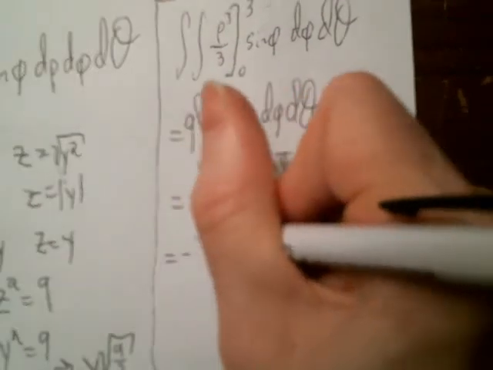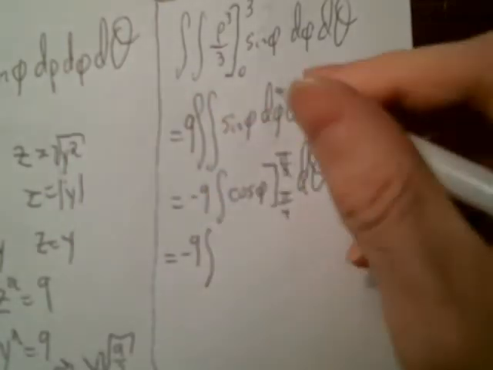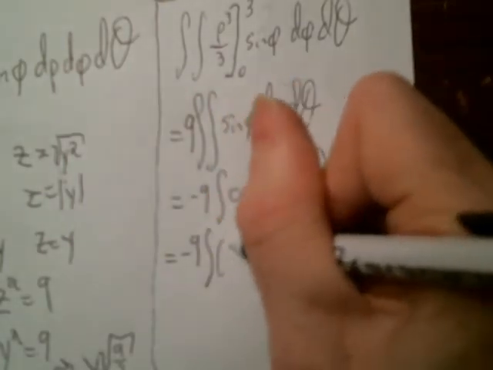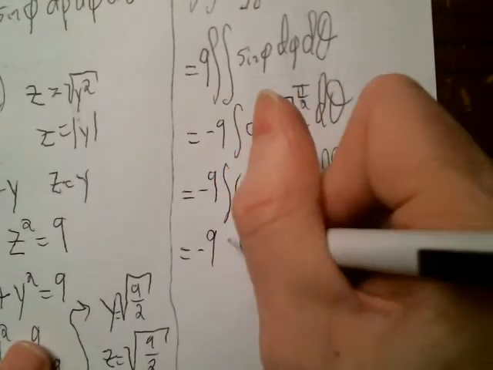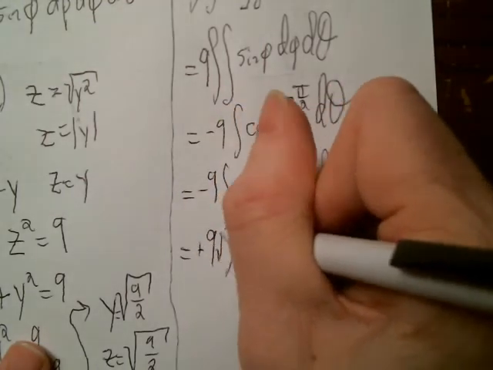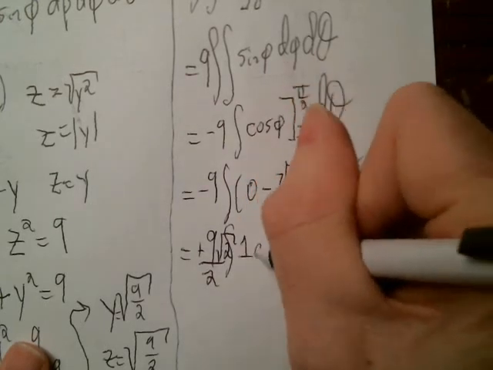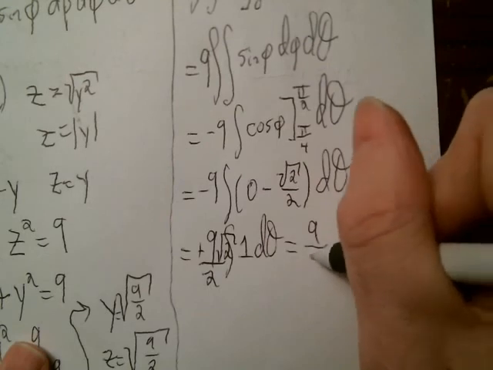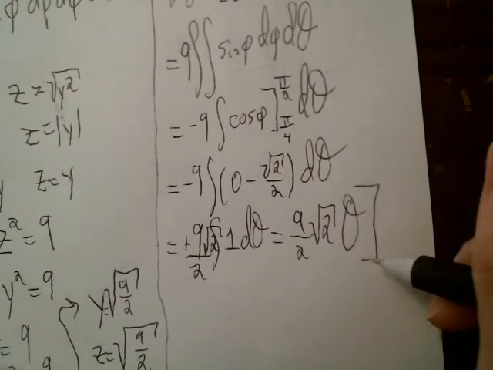And then I'll have negative 9 times the integral of cosine of phi, whoops, I have to evaluate first. Cosine of pi over 2 is 0, and minus cosine of pi over 4 is radical 2 over 2. And then d theta. So this will be negative 9 times negative root 2 over 2, so plus 9 root 2 over 2, and then 1 d theta, which should be 9 over 2 root 2 times theta, and then times 2 pi, and hopefully that's the answer.